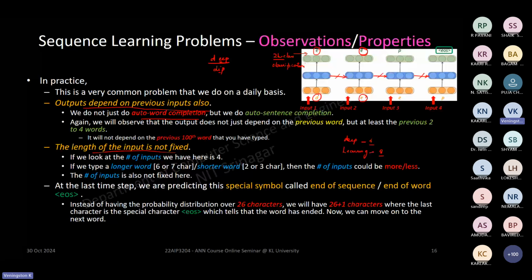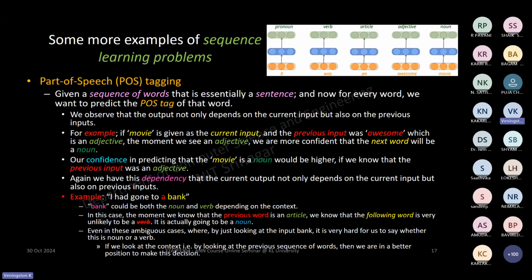Right. There are other sequence learning problems such as part of speech tagging. In part of speech tagging, you want to assign a part of speech to every word that occurs in a sentence. So here the input is going to be a word, and then you are going to assign the appropriate part of speech tag to this word.